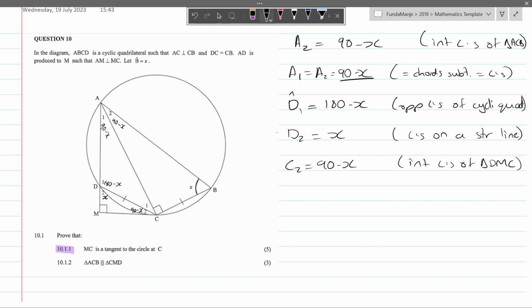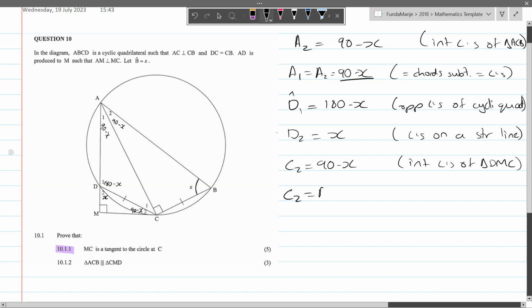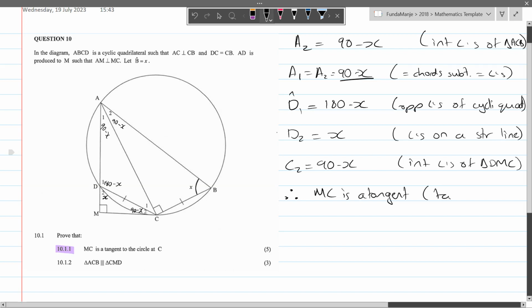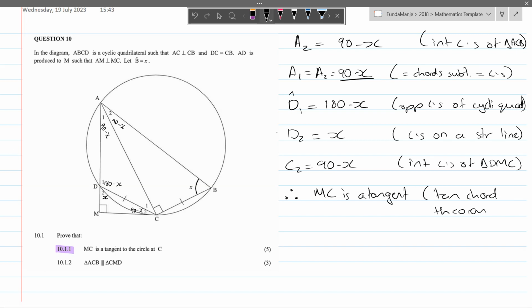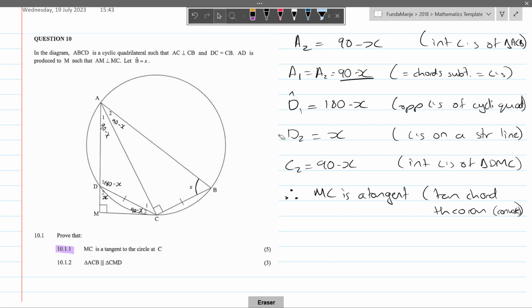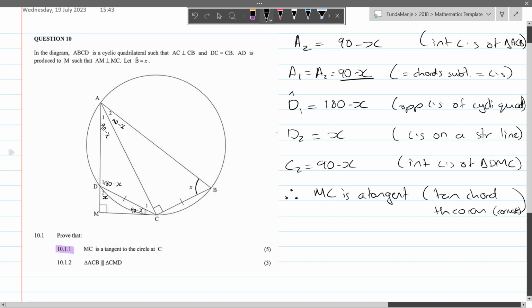Then we can say C2 is equal to A1, or rather from here we can conclude that MC is a tangent. The reason being tan chord, or the converse of tan chord theorem stands. Converse. It's not necessary to add the converse, but that is your reason.